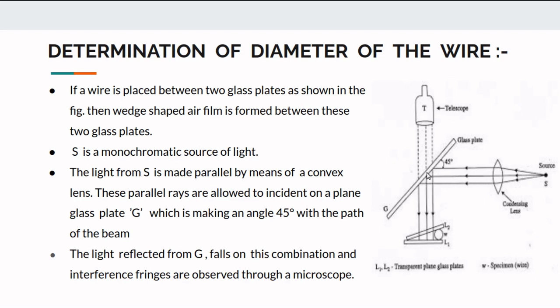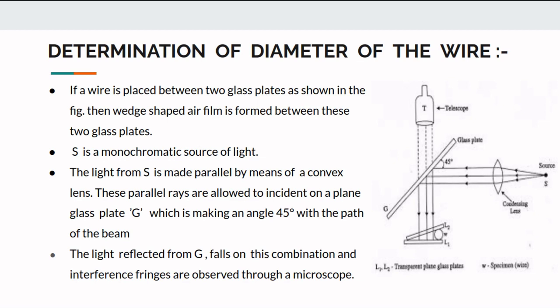These parallel rays are allowed to be incident on a plain glass plate G, which is making an angle of 45 degrees with the path of the beam. This is the path of the beam coming from the lens, and these rays make an angle of 45 degrees with the glass plate. We know from the laws of reflection that when the angle of incidence is 45 degrees, the rays are reflected through 90 degrees, and that means the rays become normal. These normal rays are allowed to be incident on this combination.